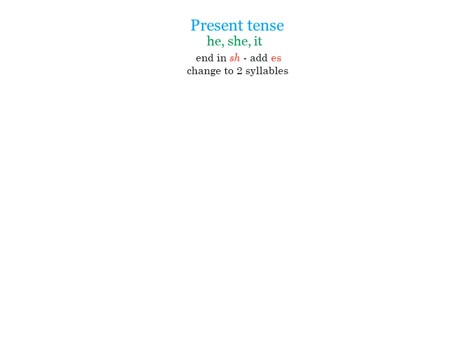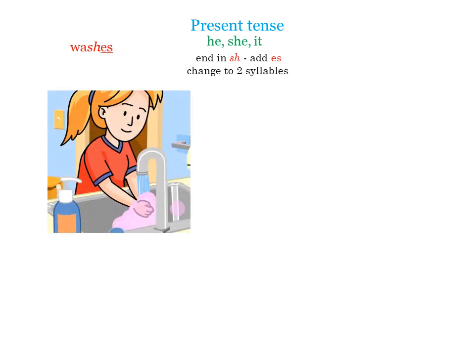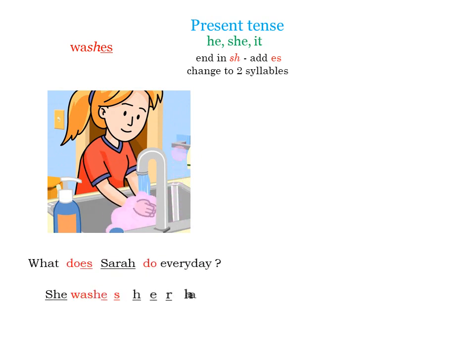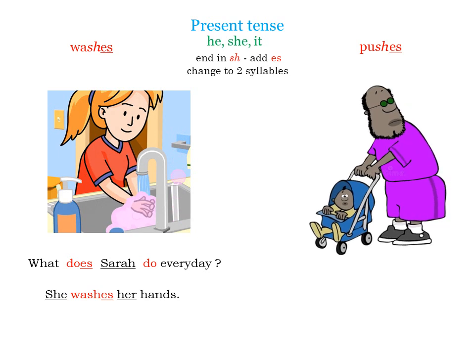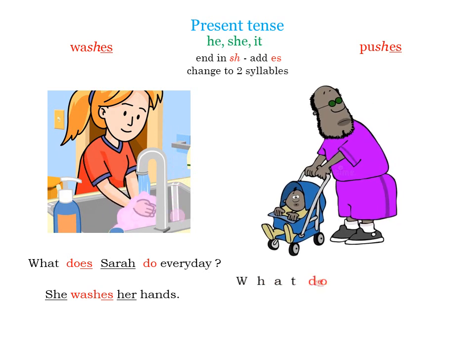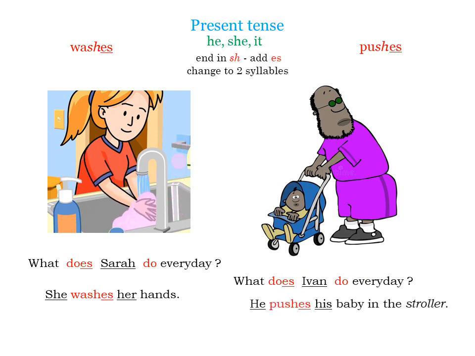For verbs that end in sh, add es and they change to two syllables. Wash, washes. What does Sarah do every day? She washes her hands. Push, pushes. What does Ivan do every day? He pushes his baby in the stroller.